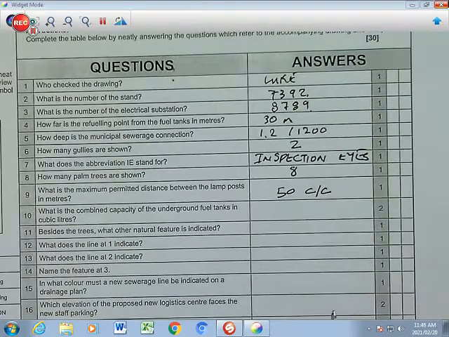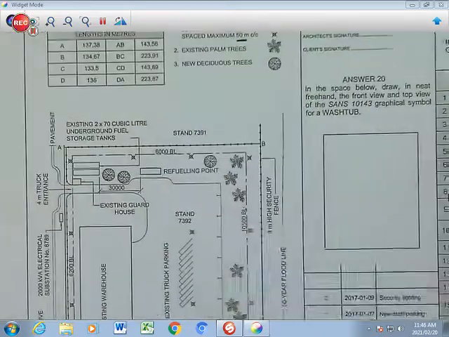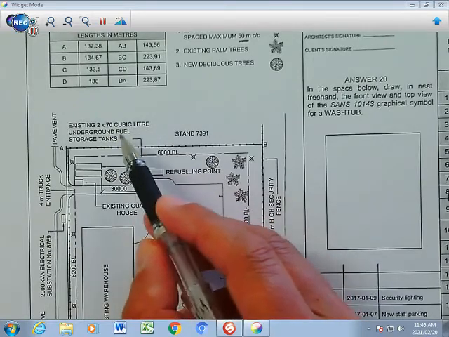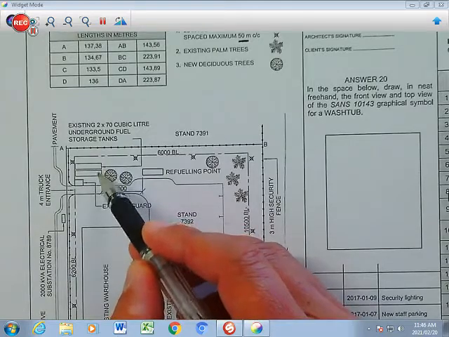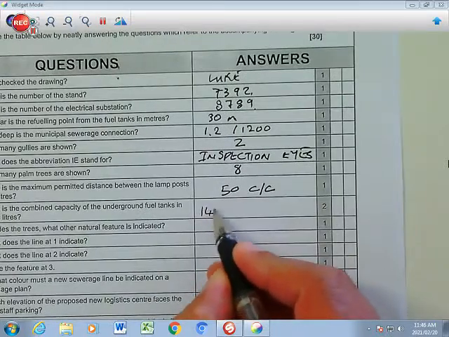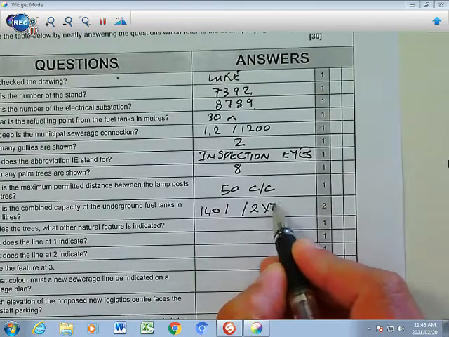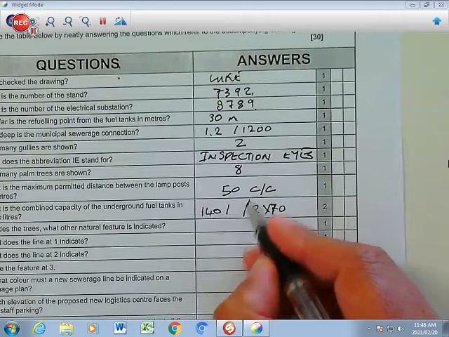What is the combined capacity of the underground fuel tanks in cubic liters? The combined, so you're going to go to this existing 2 times 40 cubic liter underground level storage tanks combined, so each one, and there are 2, 70 and 70, so you will have 140. So that's going to be either 140 liters, or you can say 2 times 70. Okay, that will give us the same answer.